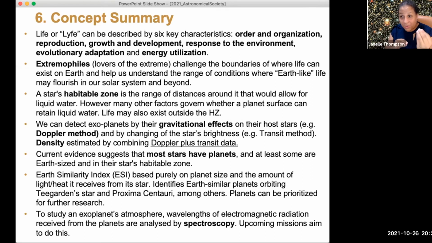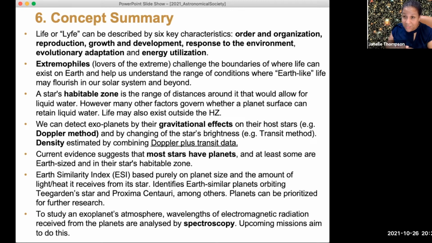Is it terrestrial? Is it rocky-like? Is it gaseous, low density, Jovian type planet? And current evidence is suggesting that most stars actually do have planets, and at least some of those planets are Earth-sized and in their star's habitable zone.